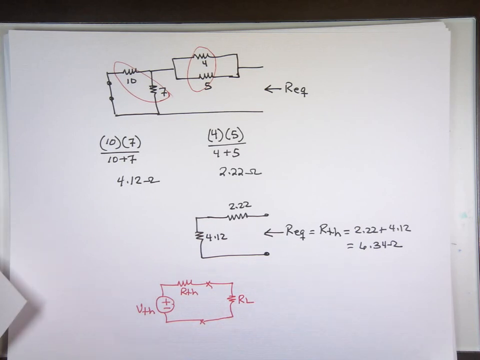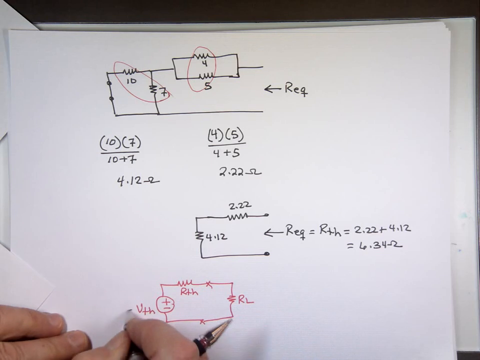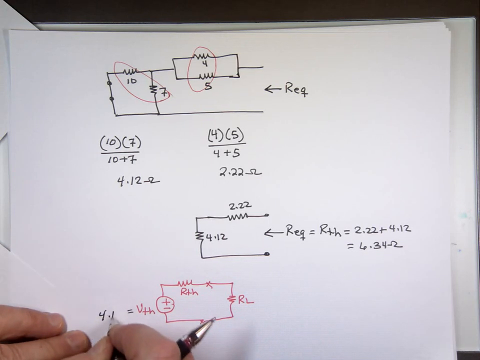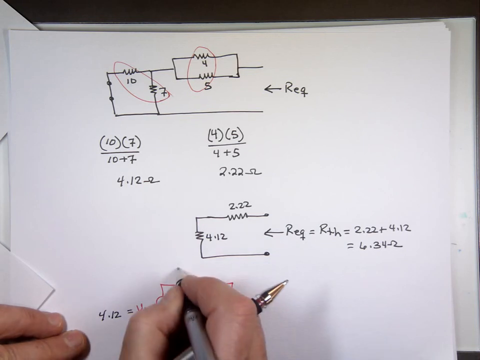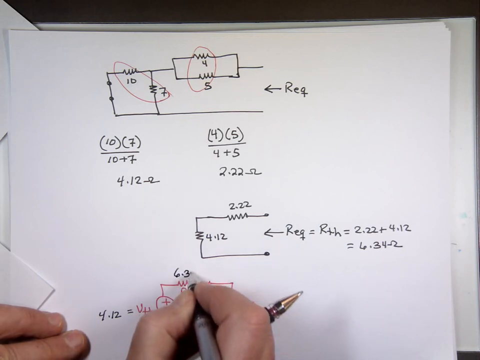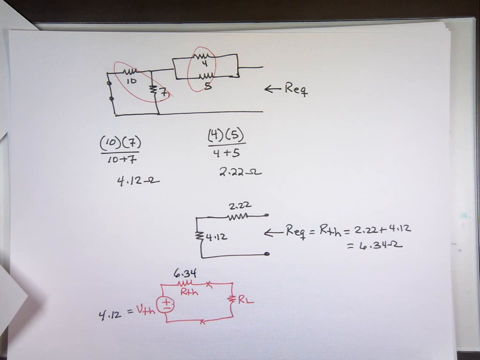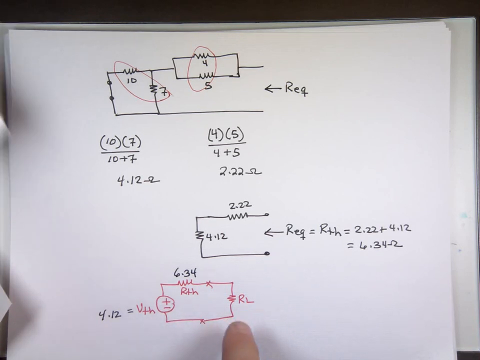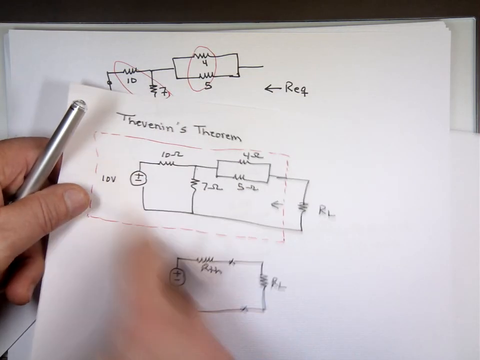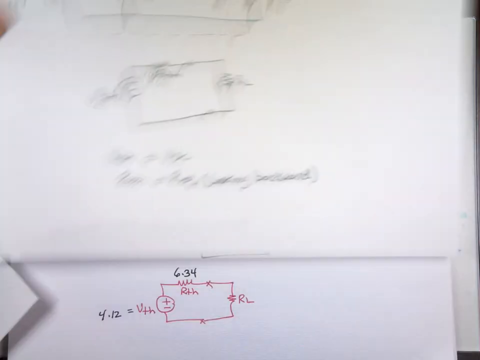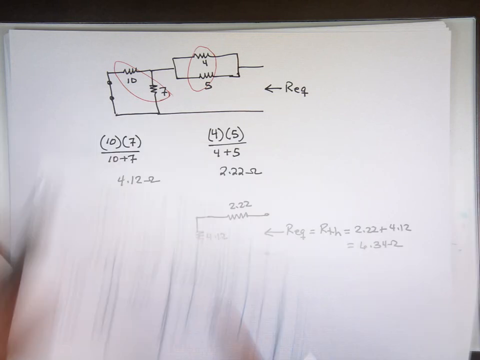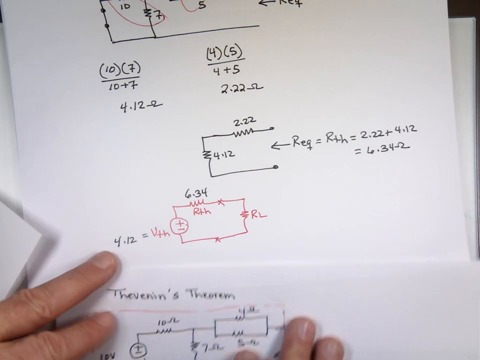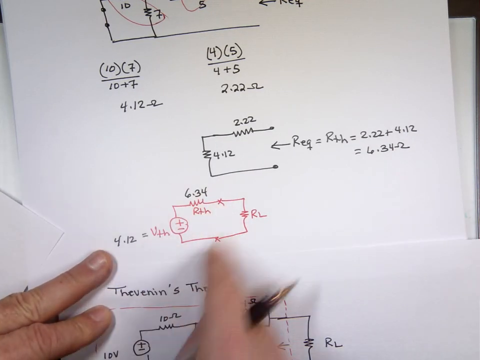And V Thevenin is equal to what? 4.12. I think we got that early. And R Thevenin is equal to what? 6.34. So if you take this circuit here and you attach R sub L to it, you get the same result as this circuit with R sub L attached at the end. This one is the equivalent of this one. Let's put them like this.